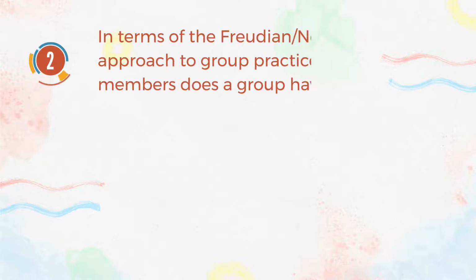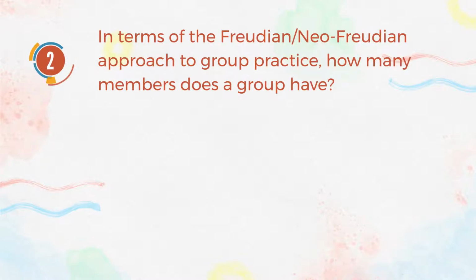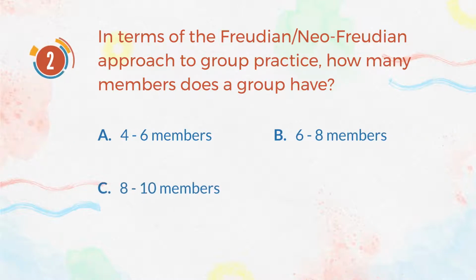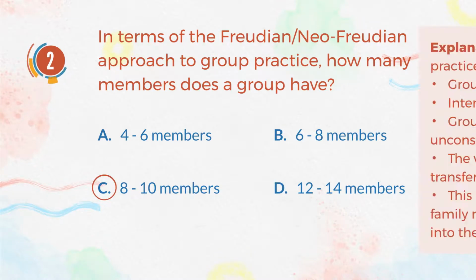Number 2. In terms of the Freudian or Neo-Freudian approach to group practice, how many members does a group have? A. 4 to 6 members. B. 6 to 8 members. C. 8 to 10 members. D. 10 to 12 members. The correct answer is C. 8 to 10 members. Explanation.